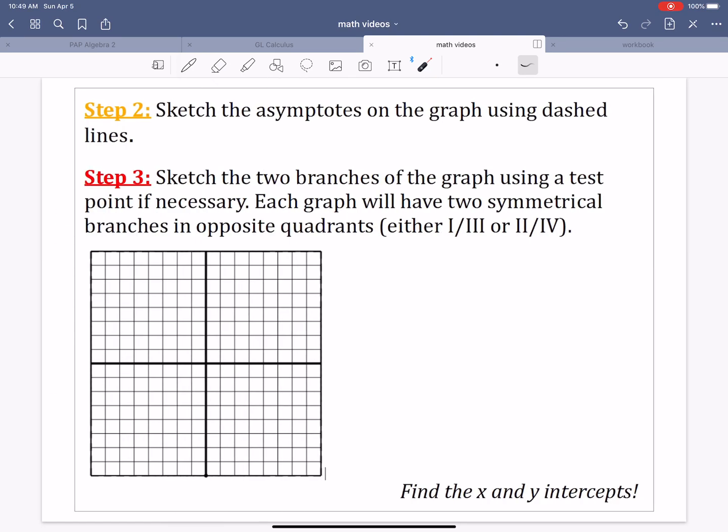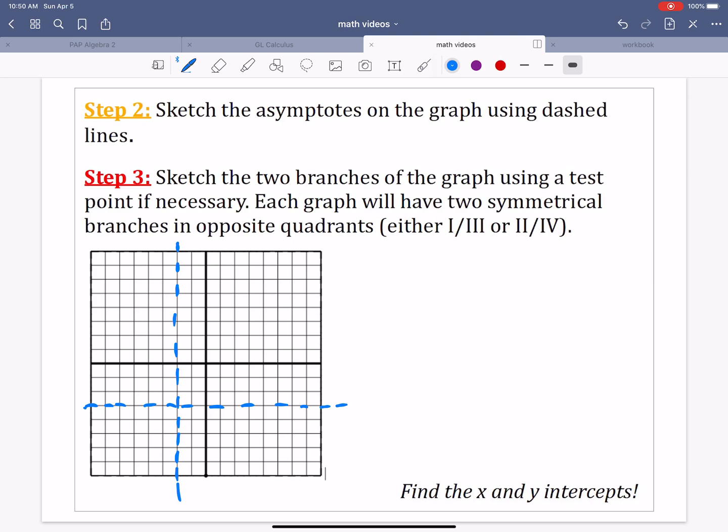Okay, so step 2, we found our 2 asymptotes. Step 2 says sketch the asymptotes on the graph using dashed lines. So I'm going to do that. My 2 asymptotes were at y equals -3, I'm sorry, I know that didn't feel right when I said it. I graphed that line, and then I believe it was x equals -2. So there are my 2 asymptotes.